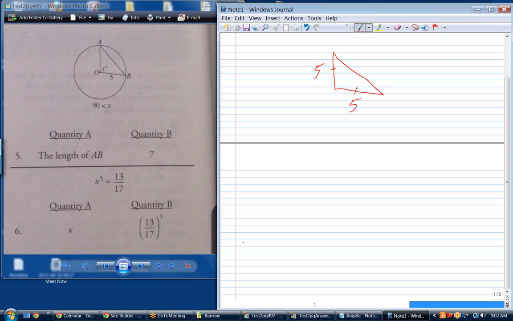Correct. Okay, so that's what I was trying to get at, the secret here is to figure out what that hypotenuse would be if it were a right angle. 5 root 2 is a number that's greater than 7. Now, as x gets bigger than 90 degrees, what happens to this dimension? That gets larger. So AB in all cases is going to be greater than 7. So 5 needs to be A. Let's just check that.